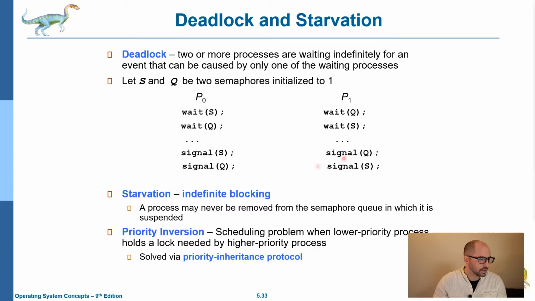The simple solution to this is called a priority inheritance protocol. What that would say is that when the lower priority process acquired that resource, since it might be acquired by a higher priority process, we're going to elevate the priority of that lower priority process.